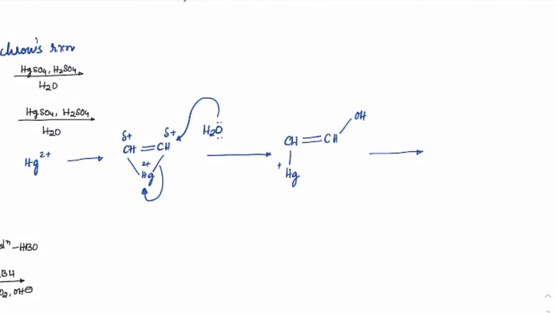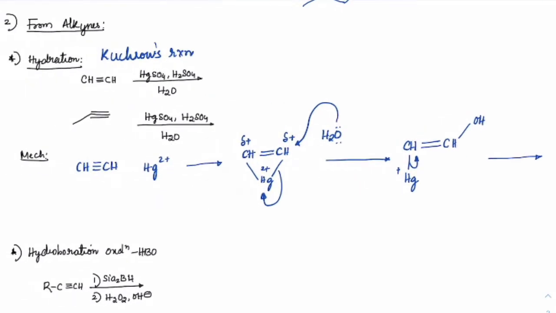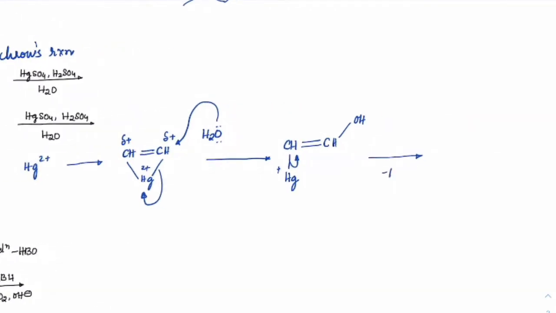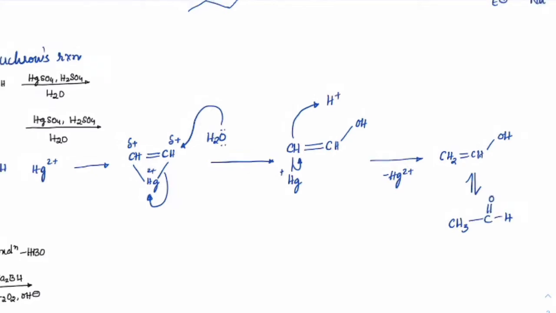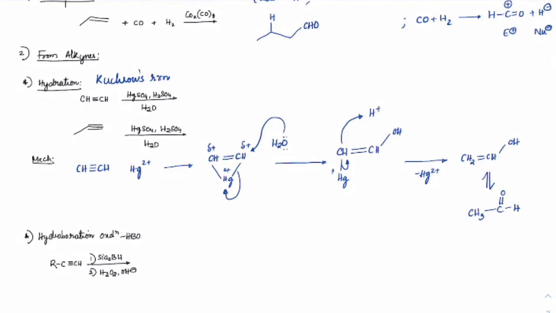Okay, once you get this here, carbon would take away this charge from here and Hg would come out as Hg2 plus, and as soon as that comes over, this carbon would attack on H plus and we'll get this as CH2 double bond CH and OH, which will tautomerize to form CH3 C double bond O. Okay. I am sure you have come across this mechanism before.